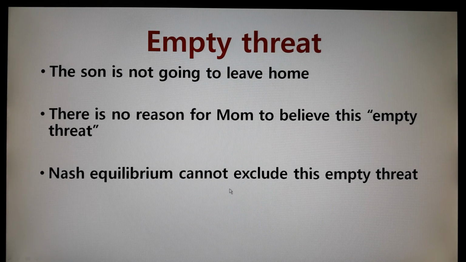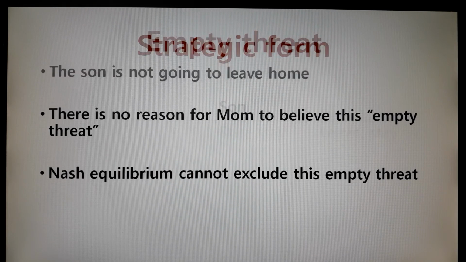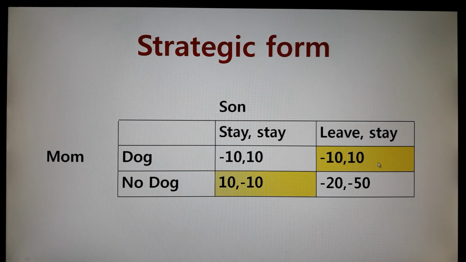However, if you look at what Nash has defined, Nash defined that once you begin to play the Nash equilibrium strategy, by changing your strategy, you cannot get better. Here, mom buys a dog and son leaves if mom does not buy. If mom does not buy a dog, because the son is leaving, she's going to get negative 20. That's why she's afraid. The son is so determined he will leave.